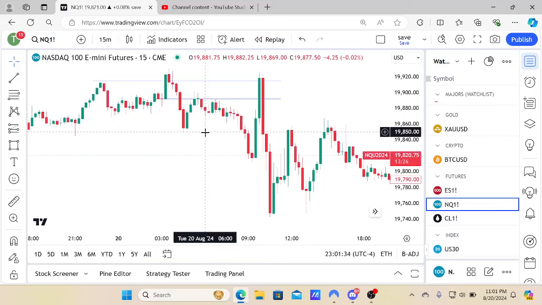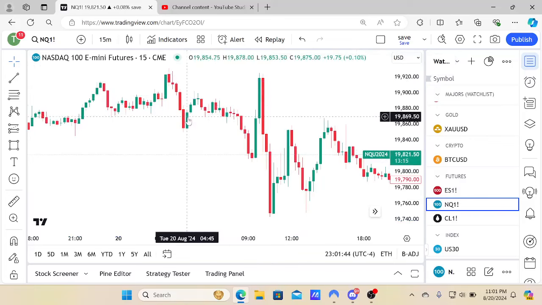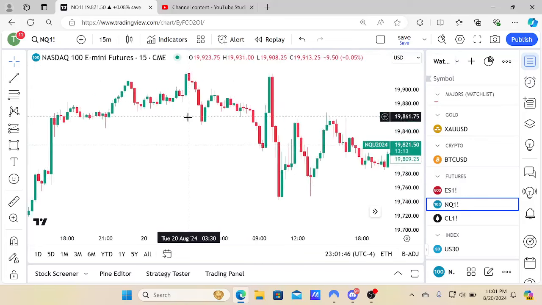You're not just going in looking for any old candle. You need something to frame it. And that framed it, and then it sells off. And in New York, we had a little bullish scenario, so I'll show you an example of that too.